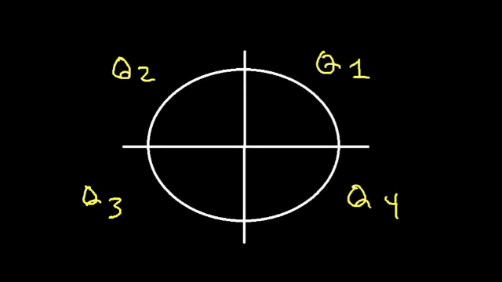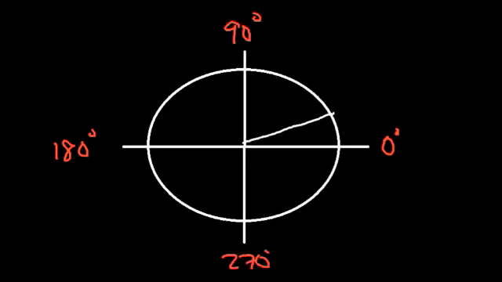Cosine is associated with the x value. Sine is associated with the y value. So this is 0 degrees, 90, 180, 270. This is 30, 45, and 60.